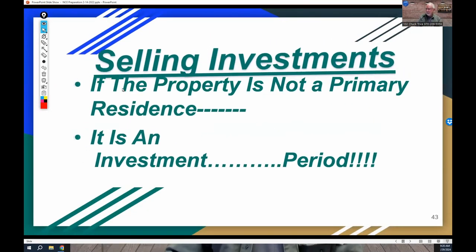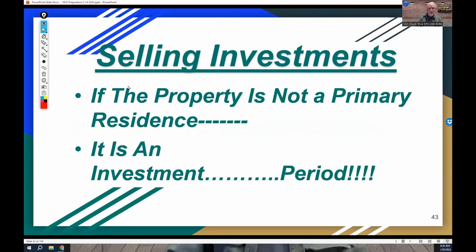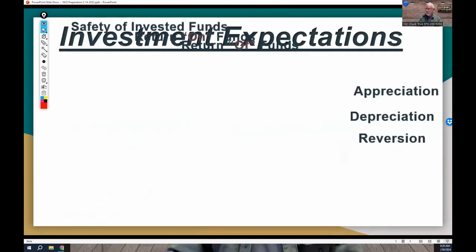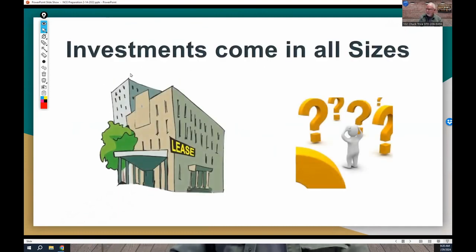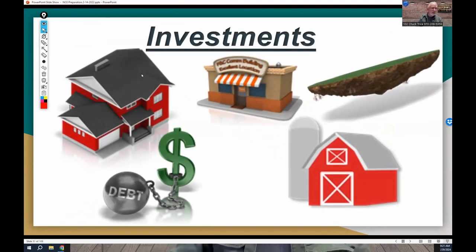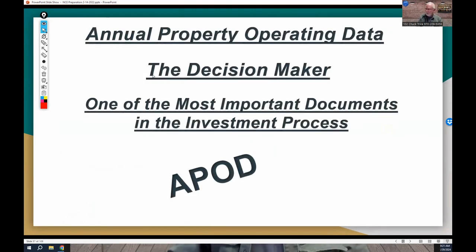Selling investments. It is an investment. I mean, you were selling houses once in a while too, but we're selling investments, and here's the CCIM definition. And we all want this. We want to know where our funds are going, what kind of rate we're going to get, and when we're going to get our money back, plus our profit. So this should be everybody's definition. Investments come in every size you can imagine in every part of the country. But one of the most important documents to me is the APOD, the Annual Property Operating Data sheet.